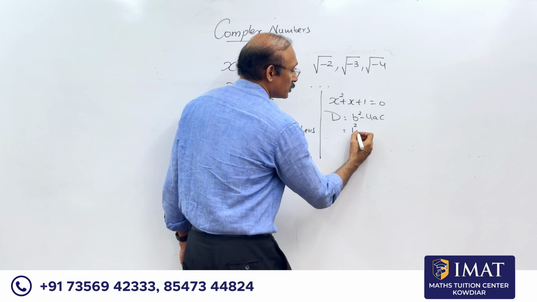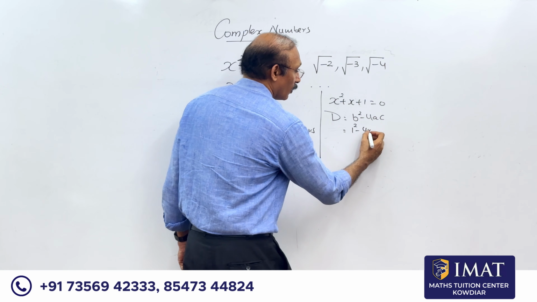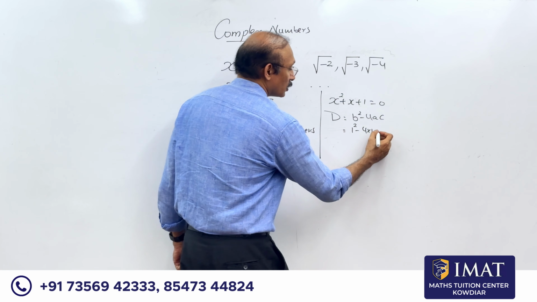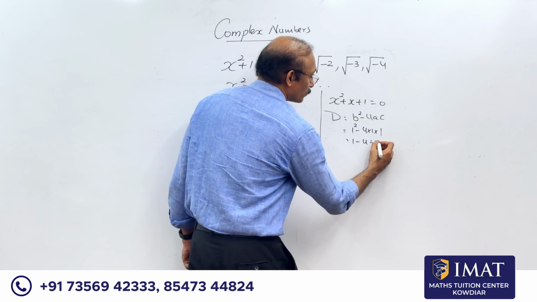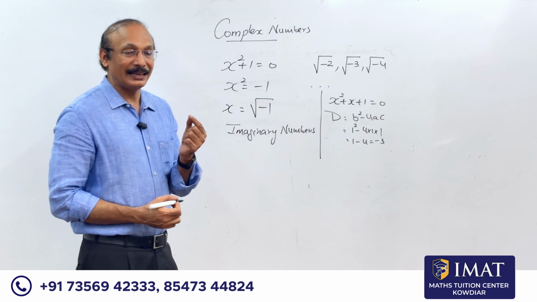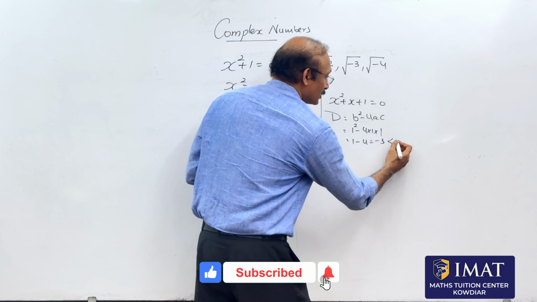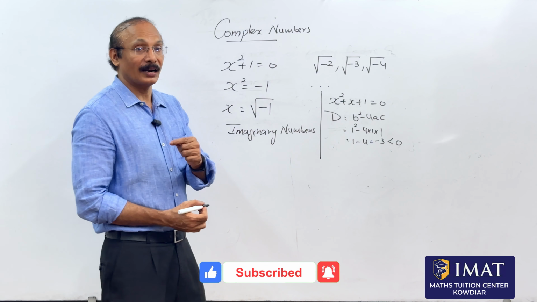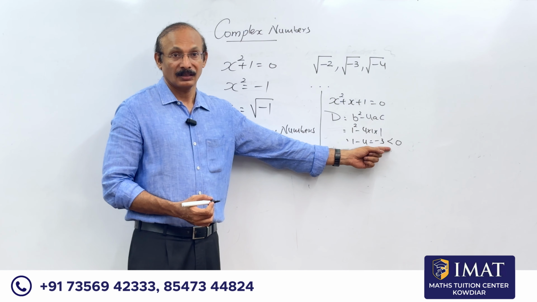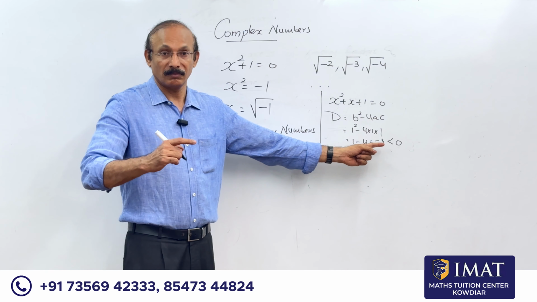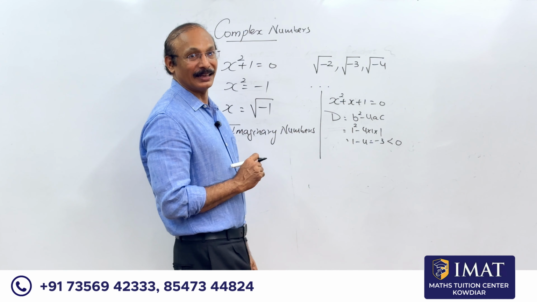So it is 1 square minus 4 into, what is a? The coefficient of x square is a. 1 into, what is c? The constant is 1. That is c. So 1 minus 4, which is minus 3. You get a negative number as an answer. A negative number means less than 0. And you have studied in quadratic equations, if the discriminant is negative, the outcome, the solution of this will not be real.